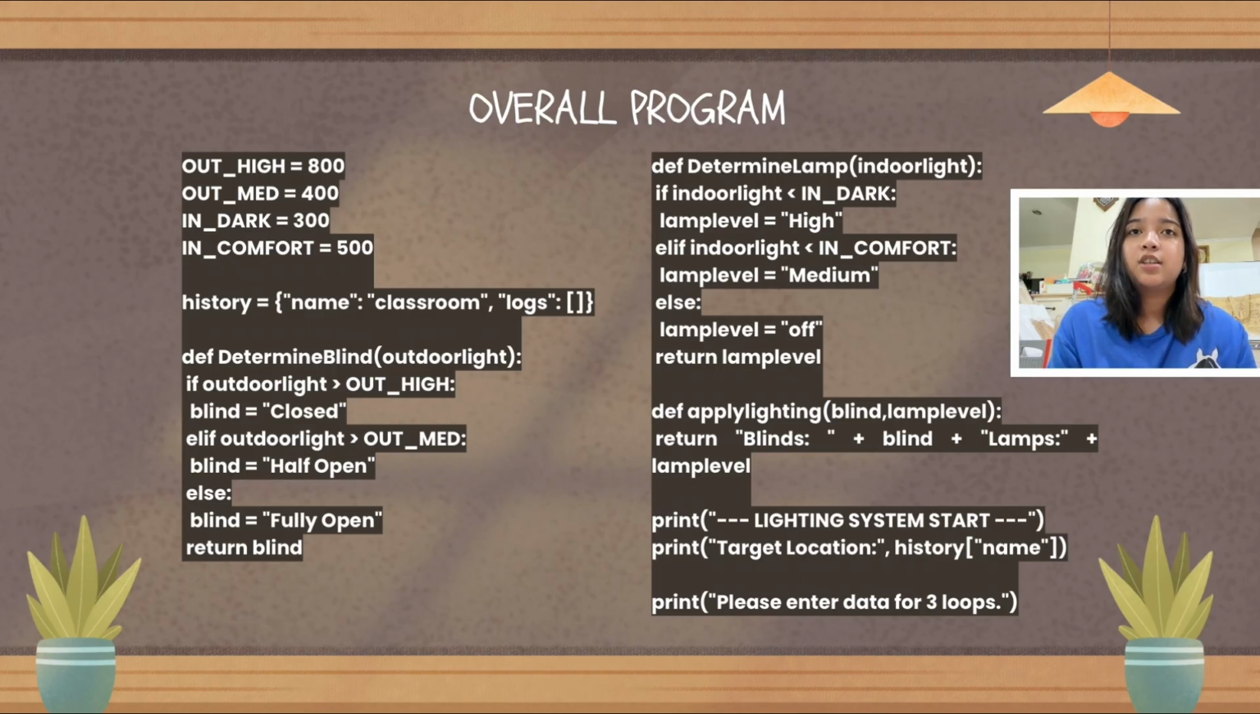Next, the program creates a dictionary called history. Inside this dictionary, the program stores the classroom name and a dynamic list called logs. The purpose of the logs list is to save all simulation results generated during the program execution, allowing the system to keep a record of every lighting condition and adaptive response.